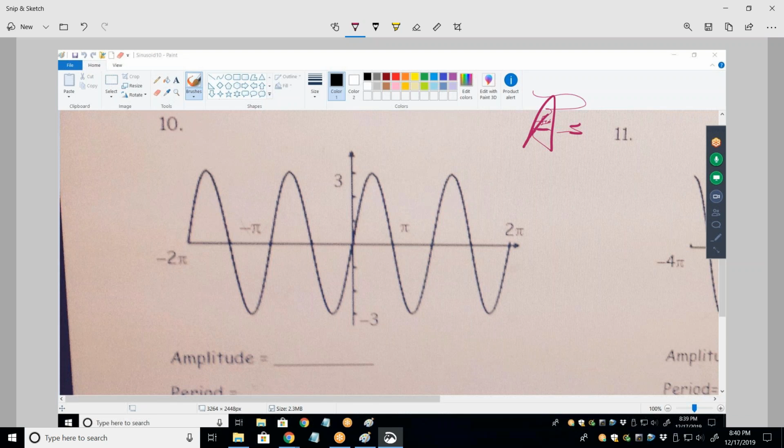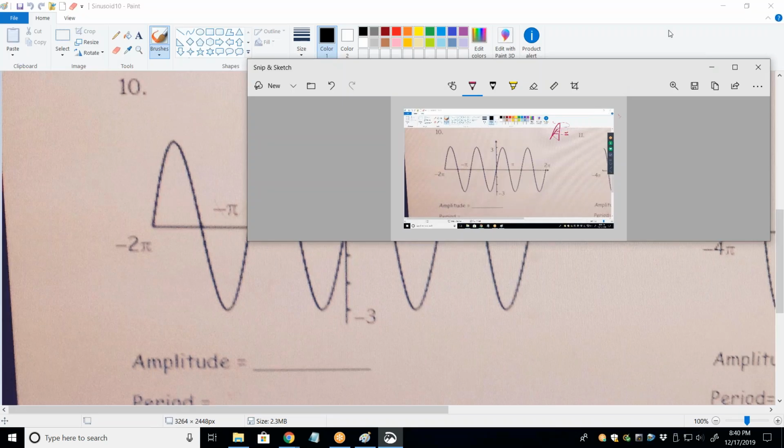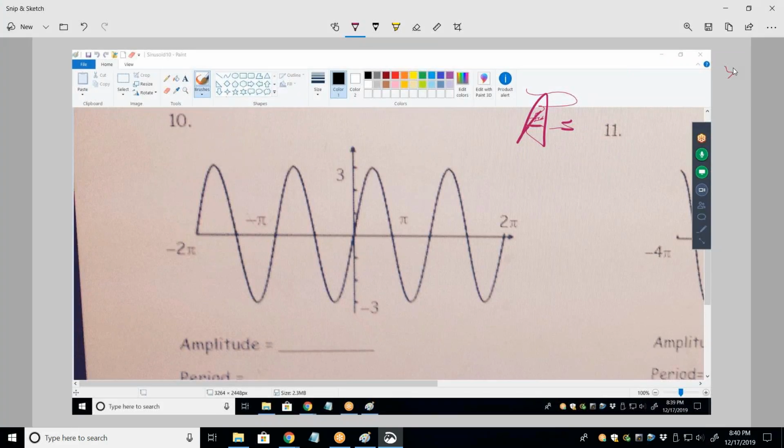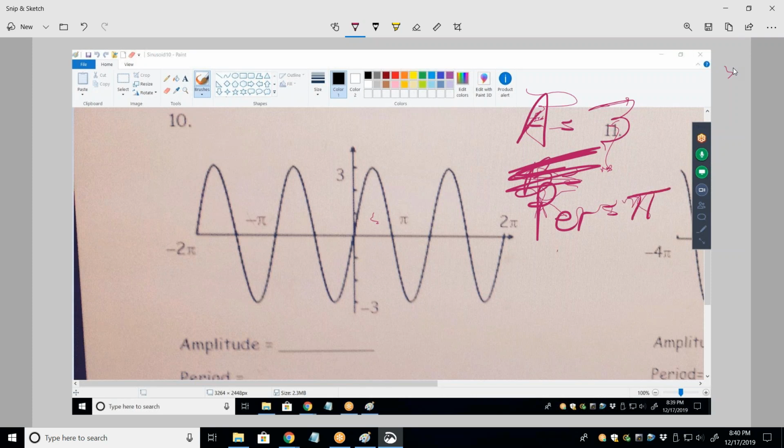That's correct. Oh, shoot. When I did that, it screwed everything up. Okay, let me try this again. A is 3. B. In order to find B, we need to know the period. What's the period here? Remember, it's this. Yes. So instead of B, let's write the period, because that's what we can tell off the graph. Now, what does that make B? Because B is 2 pi over the period.